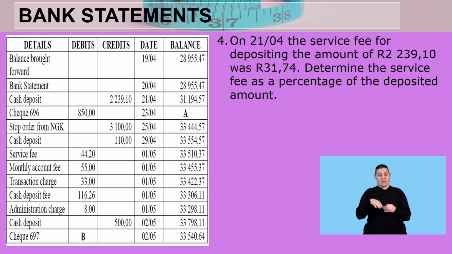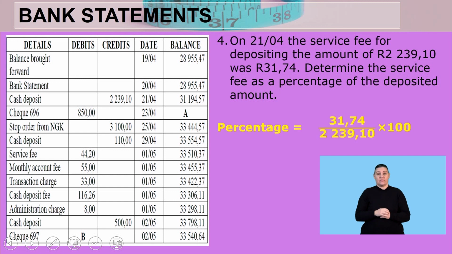The fourth question. On the 21st of the 4th, there it is, the service fee for depositing the amount of 22,239.10 was 31.74. Determine the service fee as a percentage of the deposited amount. As a percentage, we know we multiply by 100. Line it up as our fraction, and that gives me 1.42%.